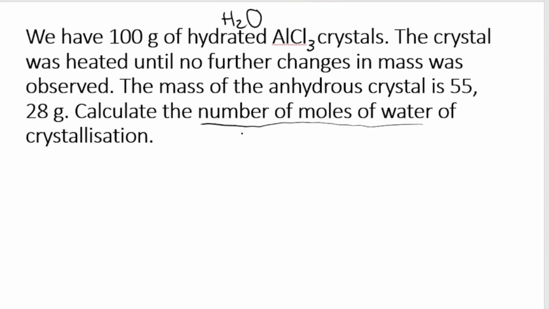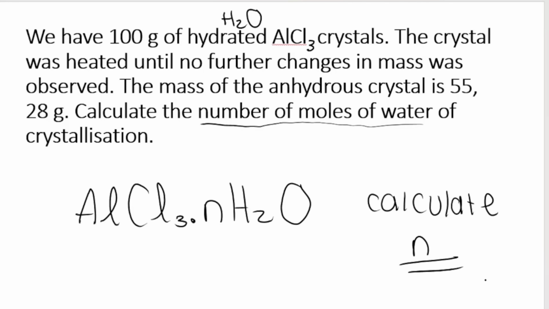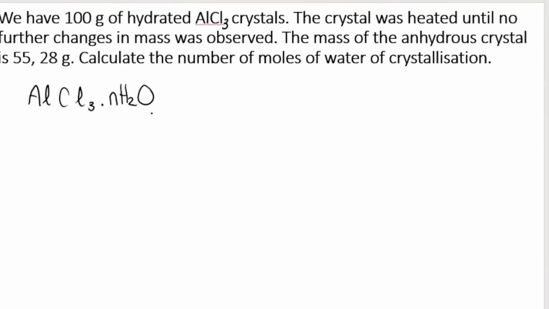They can call this N, they can call this X. Another way that they can represent this question is they can give you AlCl3. They can put a N or a X over here. NH2O. They can give you the above information and they can say calculate N or calculate X. And that's the number of moles of water of crystallization. Now, how do you approach a question like this? Let's take a look.